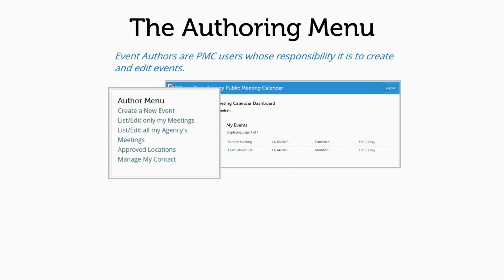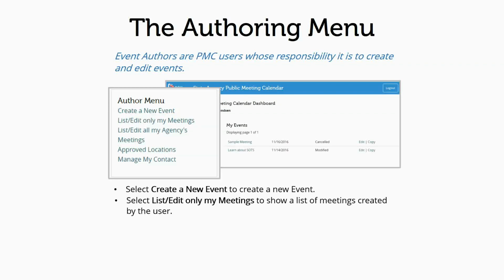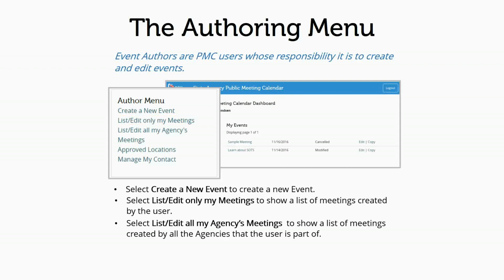The functions available to event authors are as follows. Select Create a New Event to create a new event. Select List Only My Meetings to show a list of meetings created by the user. Select List Edit All My Agency's Meetings to show a list of meetings created by the agency the user is part of.